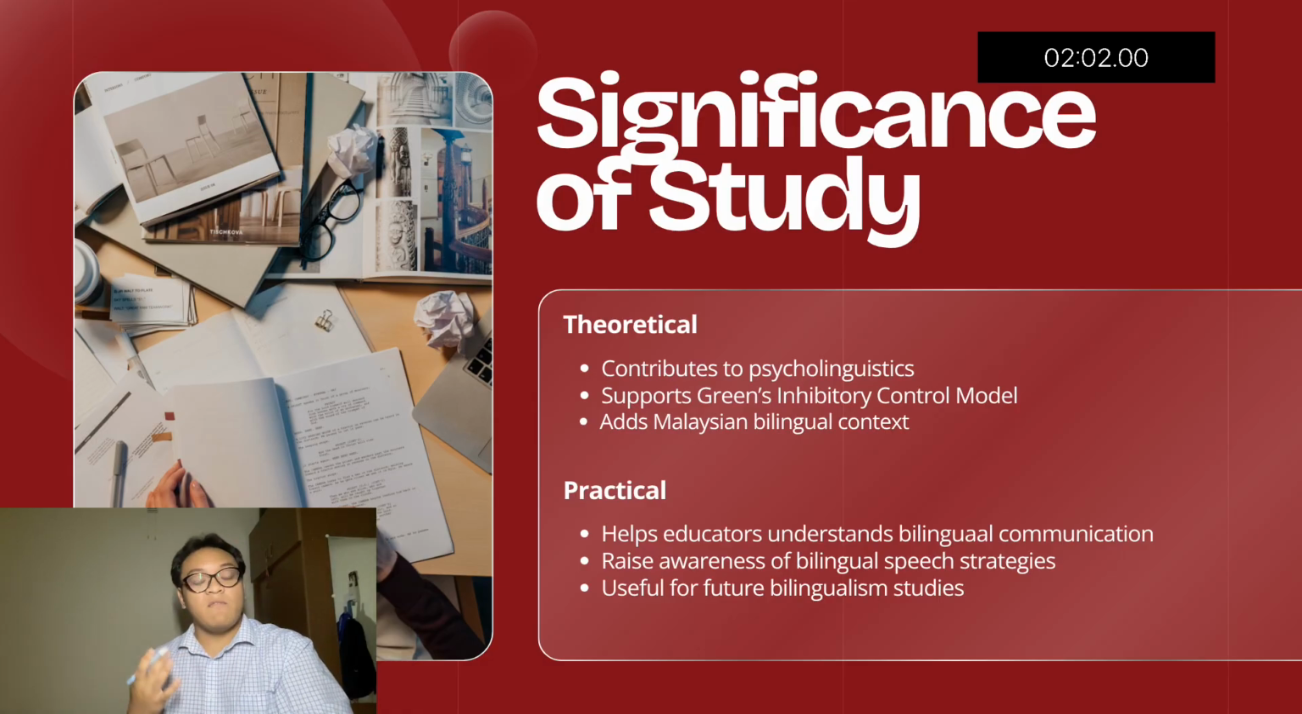This study is significant both theoretically and practically. Theoretically, the study contributes to psycholinguistic research related to bilingual speech production and lexical retrieval processes. It also supports Green's inhibitory control model by exploring how bilingual speakers manage simultaneous language activation. Practically, the findings may help educators and researchers better understand bilingual communication behavior among university students, especially during spontaneous speech production. The study may also contribute to future bilingualism and code switching research in Malaysian contexts.